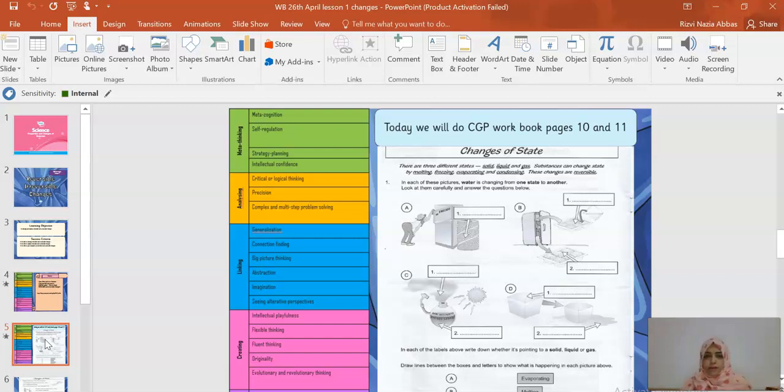On page number 10, you see there are three states of matter. As you all know, solid, liquid, and gas are the three states of matter. The processes of changing from solid to liquid, liquid to gas, gas to liquid again, and liquid to solid are melting, freezing, evaporation, and condensation. In the pictures, you can see A, B, C, and D. In each of these pictures, water is changing from one state to another. Look carefully at them and answer the questions below.